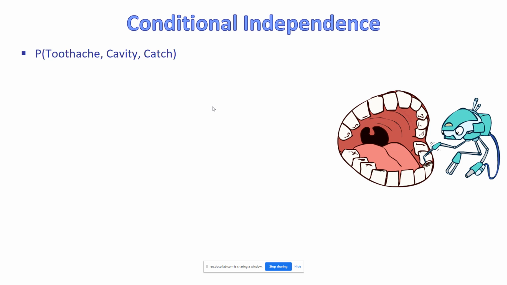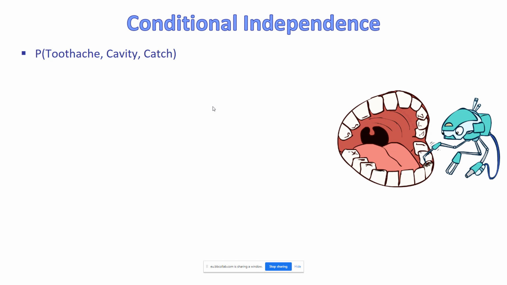Okay, but that's a fourth variable. We don't have this variable here. We are talking about these three variables now. Knowing that there is a cavity already makes these two variables, which are the catch and toothache, not interact anymore. Generally, they interact, but they interact through cavity. So cavity is mediating this interaction.